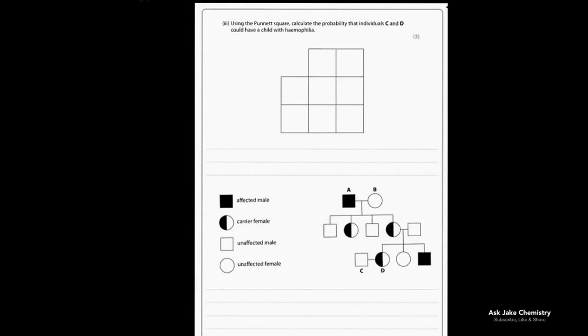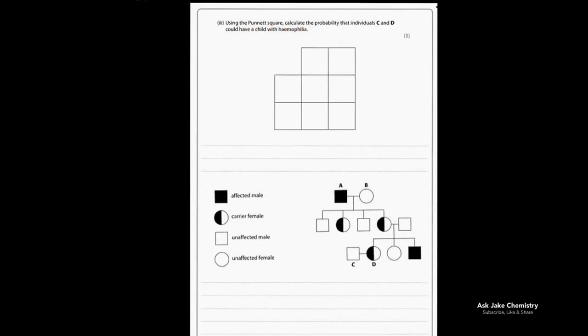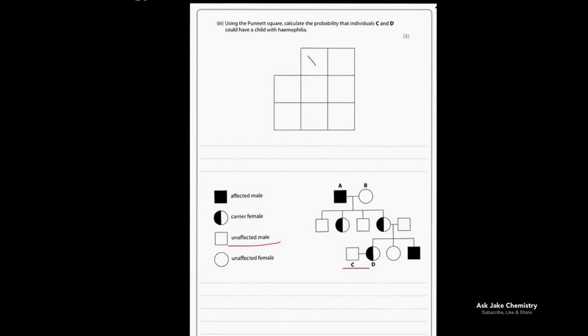So here is a common question, and it asks you to do a Punnett square, to calculate the probability of individuals C and D having a child with haemophilia. So we have to look at C and D, which is right here, so I just got it from the other page, and we're going to have to write it in. The first thing we have is C, and it is an unaffected male. A male is X and Y. We know they are not affected, so they're going to have a capital H, and Y, nothing's carried on the Y chromosome. And then you have the female, and it's a carrier female.